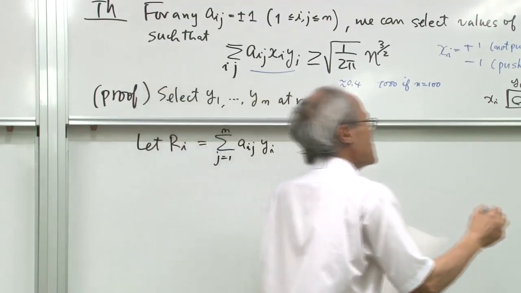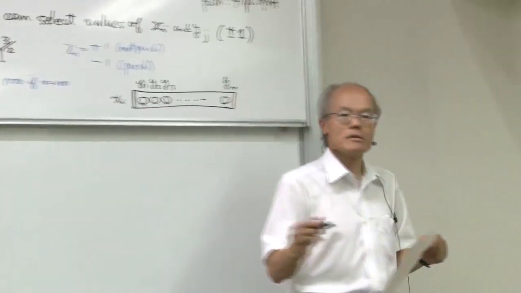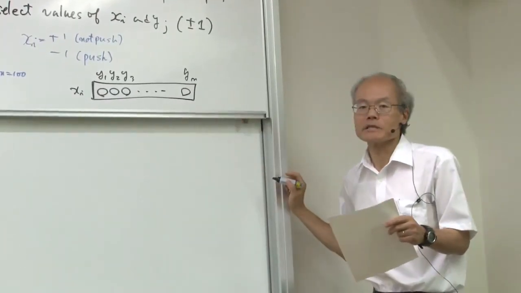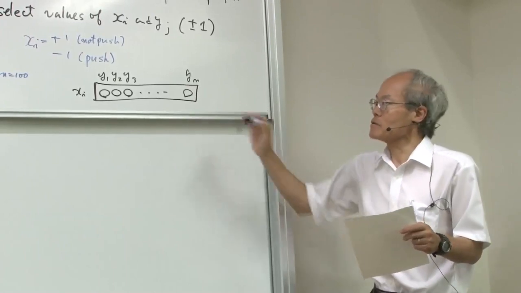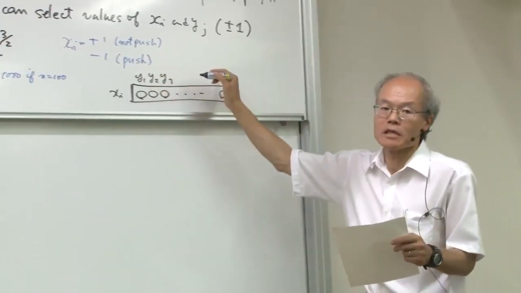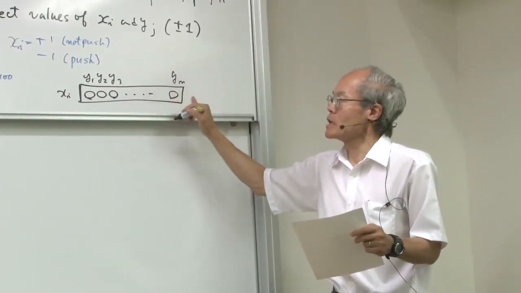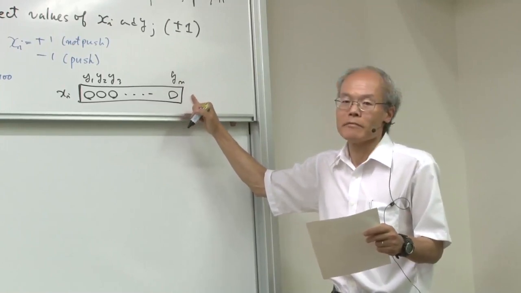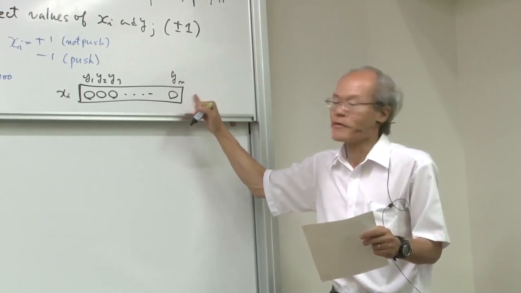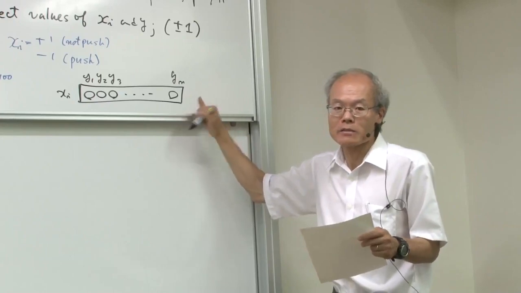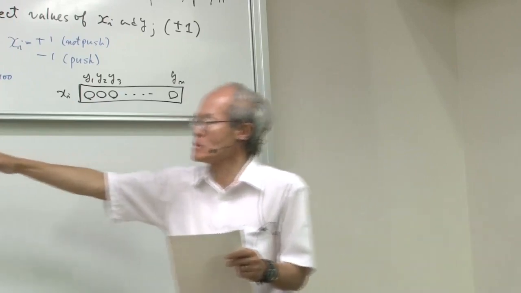This is a value you can get from this row. After randomly selecting y1 through yn, then you can get your bonus, your money, from this row, the ith row.